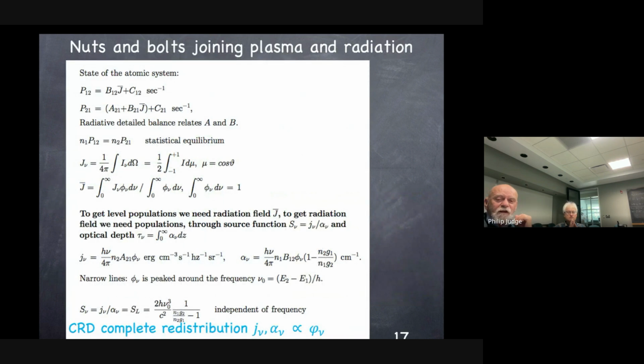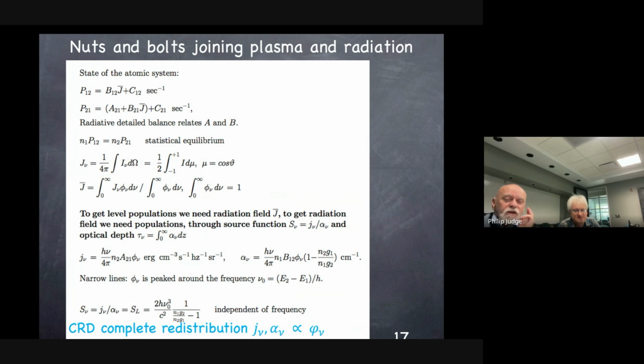Five minutes left. Just to show you the bits and pieces, explicitly what this looks like. I've now replaced all the coefficients by just adding them up. So we have the radiation field at the top and the collisions. This is the mean radiation impacting. It can be anisotropic, but this is the mean value telling you the number of photons making the jumps.